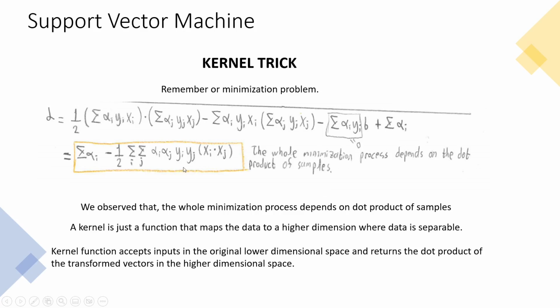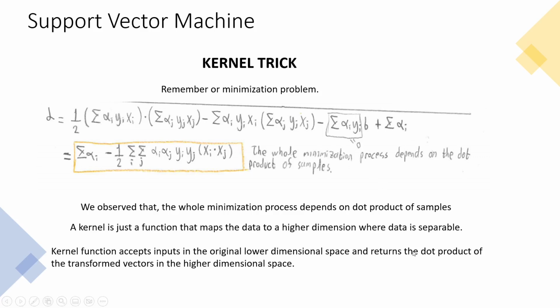So remember our ultra super great formula that we tried beforehand. The whole idea behind this very complicated formula was that the whole minimization process depends on the dot product of samples. And a kernel is just a function that maps the data to a higher dimension where data is separable. Remember our example, in 2 dimensions it was not separable, in 3 dimensions it was separable.